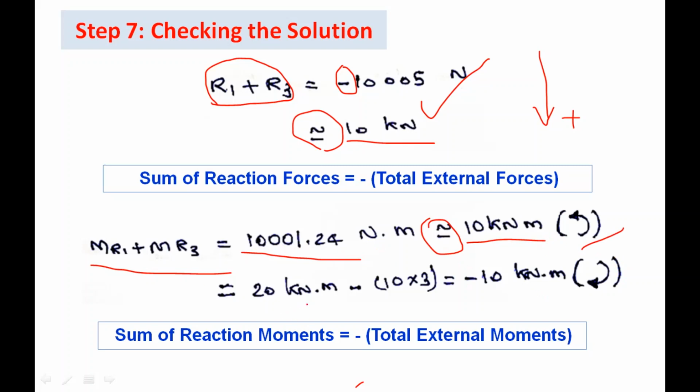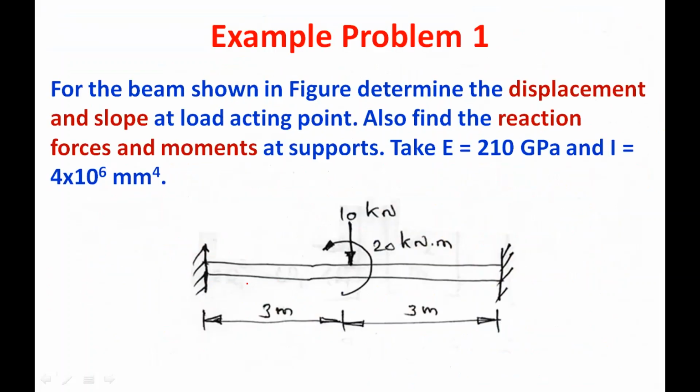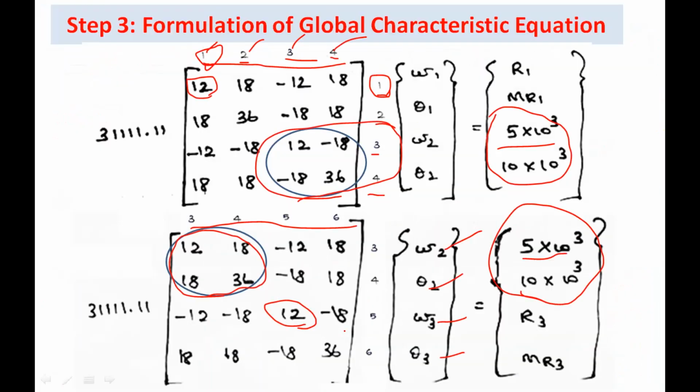Now we have to find the external moment acting on the beam. If we want to find the external moment acting, we have to take moment about any one support. Let us say this left end. We are taking moment due to this external load, 10 kilonewton, which is acting in this direction, clockwise. So this is the counterclockwise moment. So 10 into 3 is 30, right? So 30 with respect to this point, and this is plus 20. So minus 30 plus 20 will give minus 10 kilonewton meter. That is the external moment acting on the beam.